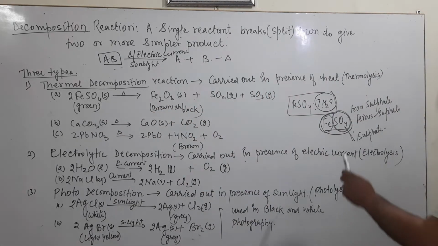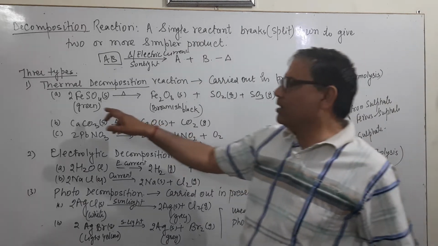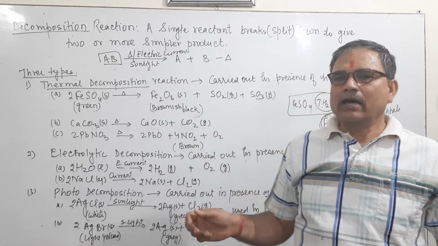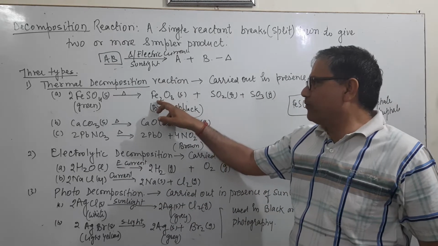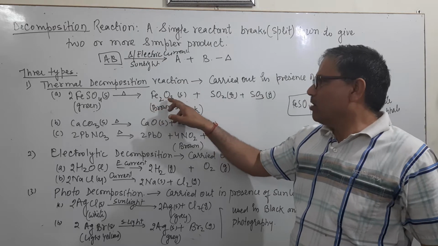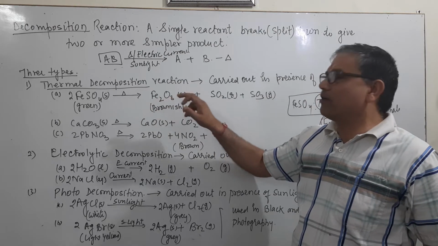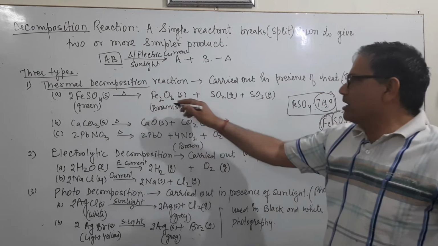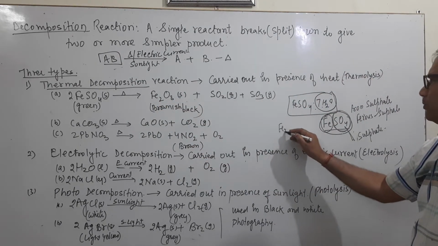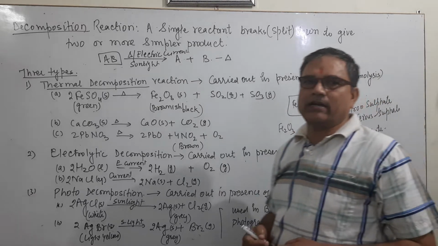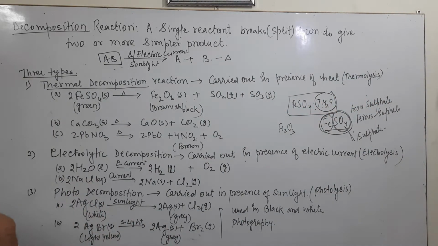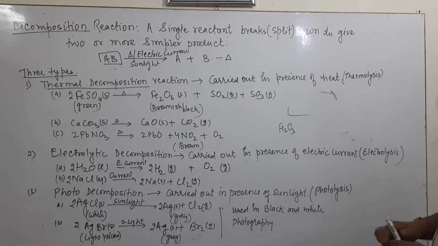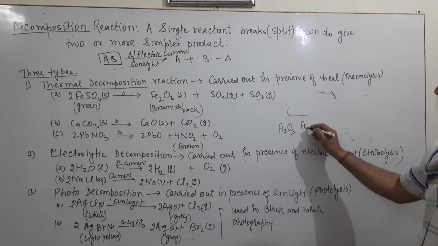The color of FeSO4 will be green, and this FeSO4 will decompose, will break, and give Fe2O3, iron oxide, ferric oxide. Ferric means valency is 3. This is Fe2O3, ferric oxide.